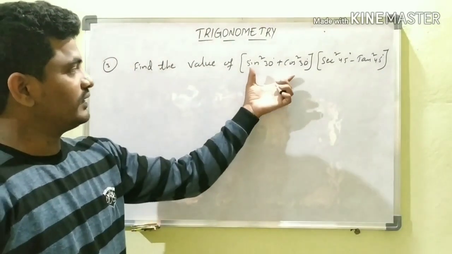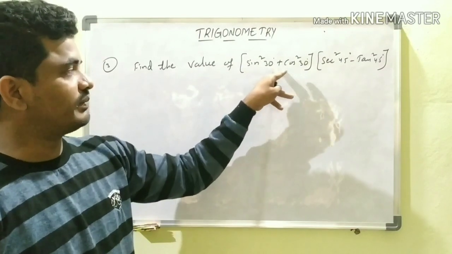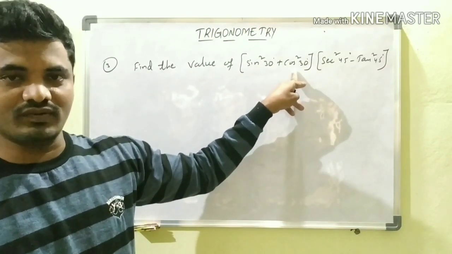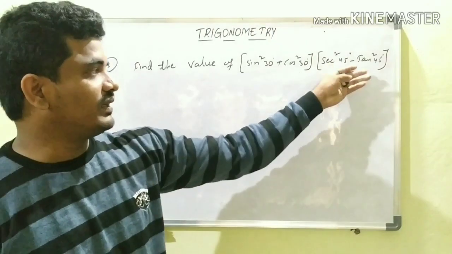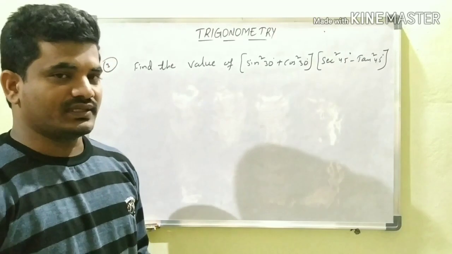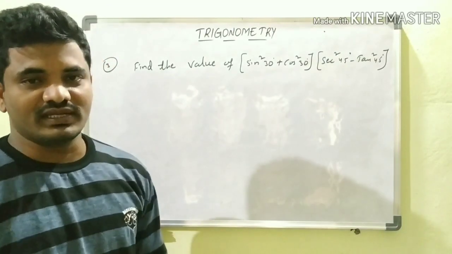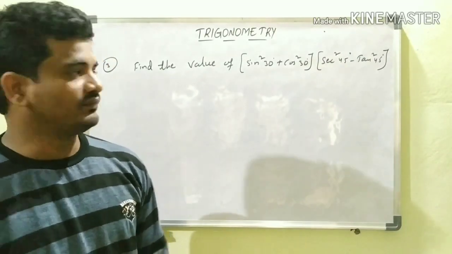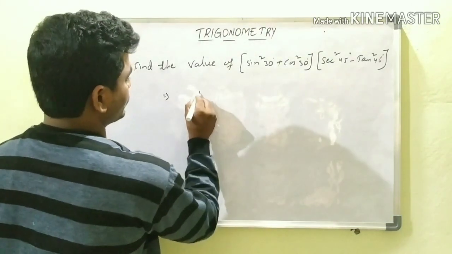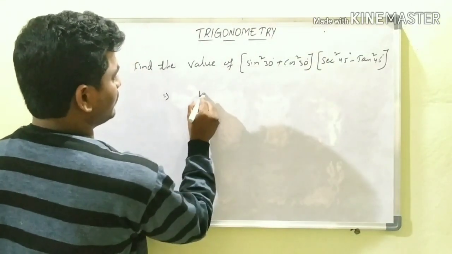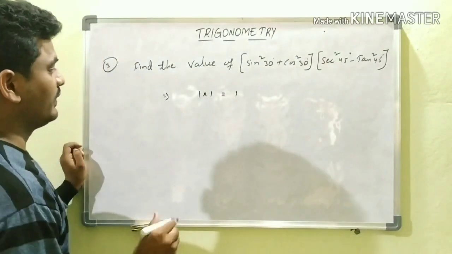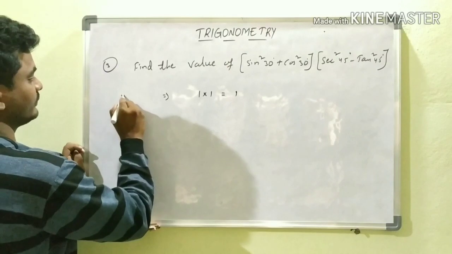Here the first term is sin square 30 degrees plus cos square 30 degrees. It is like sin square theta plus cos square theta, which equals 1. Similarly, sec square 45 minus tan square 45 is like the second identity, sec square theta minus tan square theta, which is also 1. So this value equals 1 and this also equals 1. 1 into 1 equals 1 only. And this is the first method.